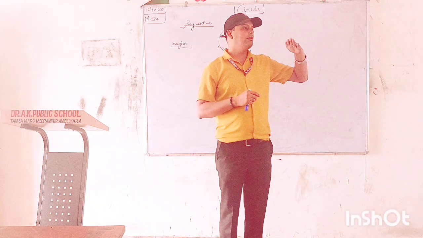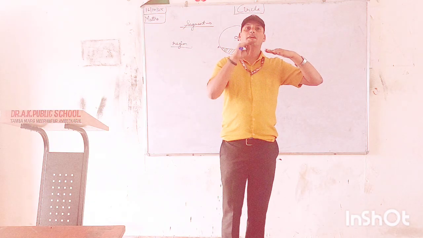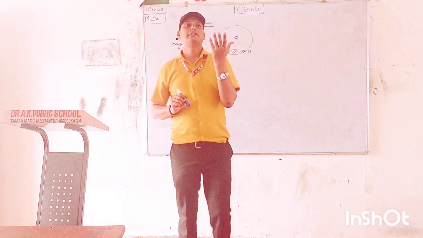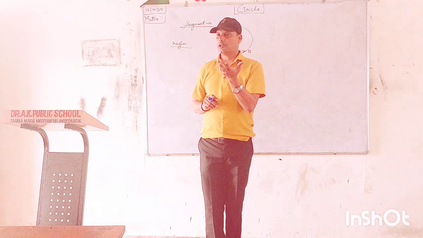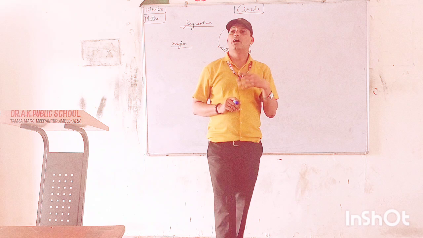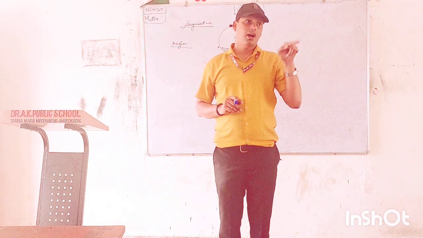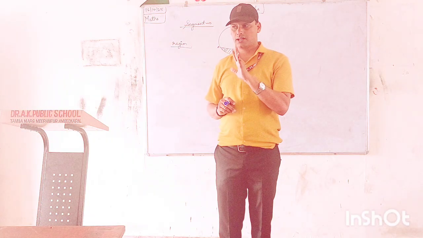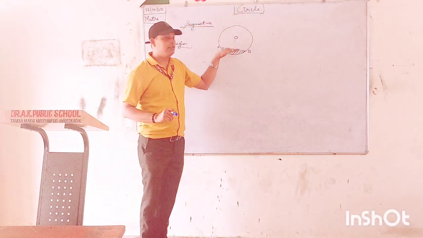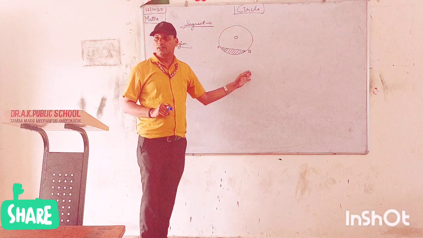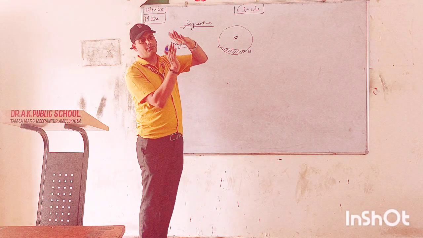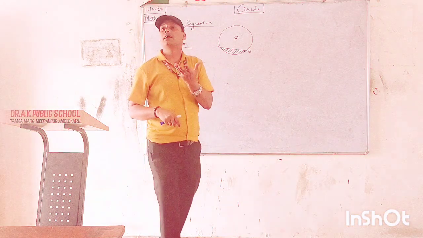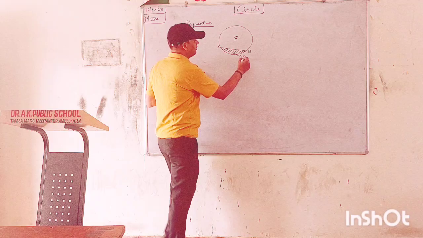The region lying between the chord and the arc is known as the segment of the circle. Are you getting it? The region lying between the chord and the arc of a circle is known as the segment of the circle. Take a chord; whatever area comes near the chord inside the arc, that whole area is known as the segment.